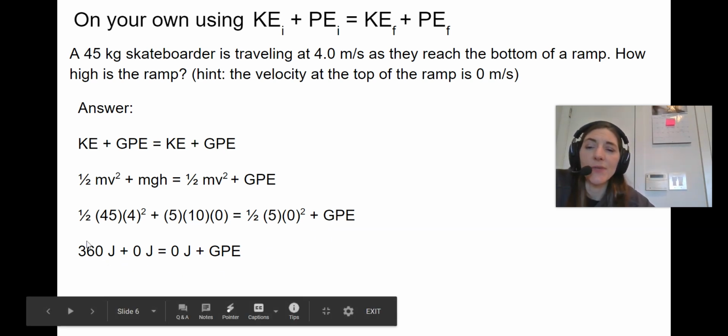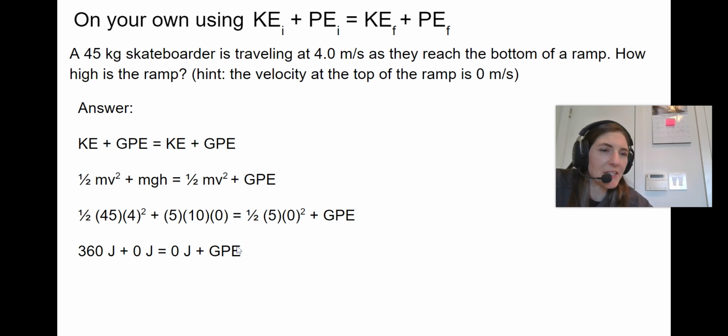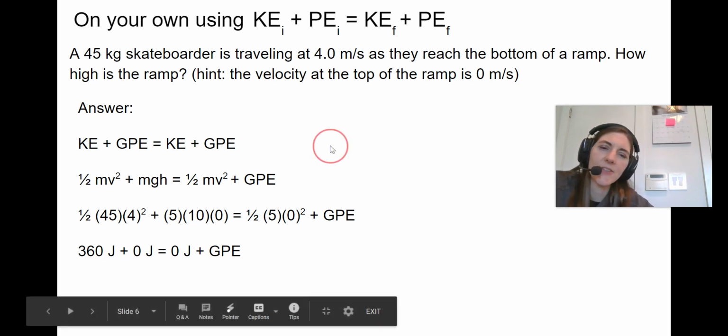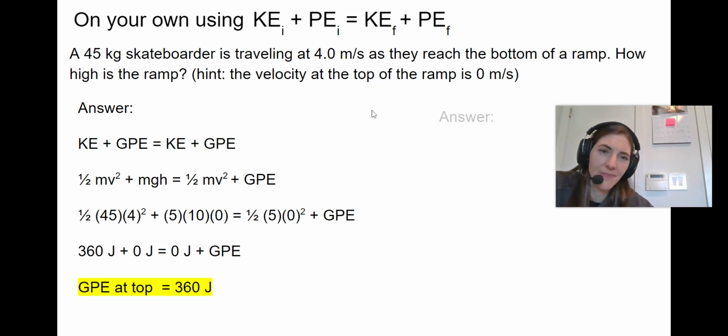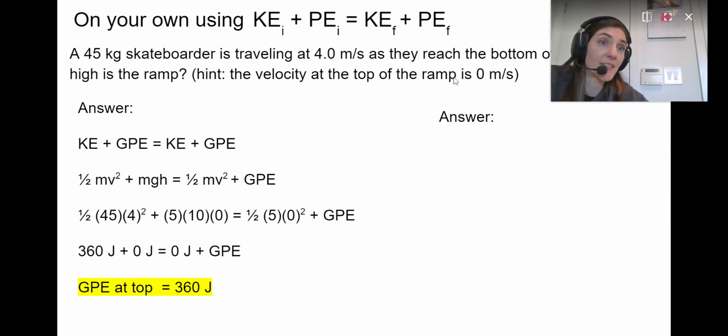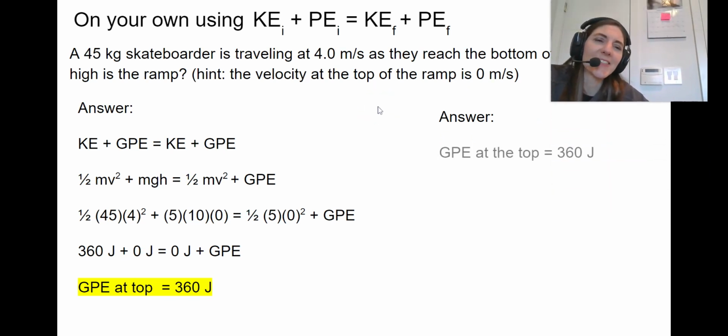So in this case, 360 plus 0 equals 0 plus my GPE. So guess what? It's all kinetic energy in this problem at the beginning, and it's all gravitational potential energy in this problem at the end. So GPE is 360. So the GPE at the top is 360 joules, and now I can use that to find my height of the ramp, assuming that the skateboarder is at the top of the ramp.